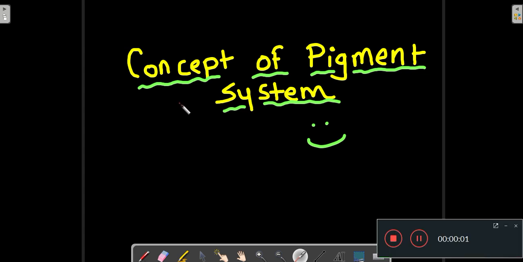So today we are going to read about the concept of pigment system. So let's start reading.